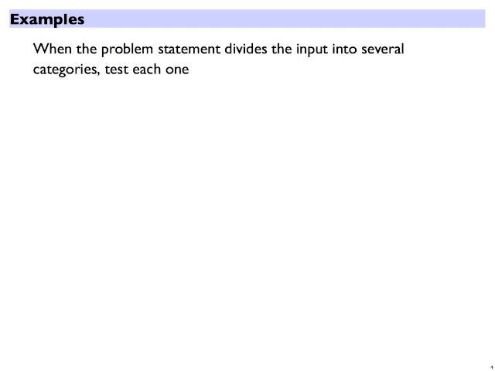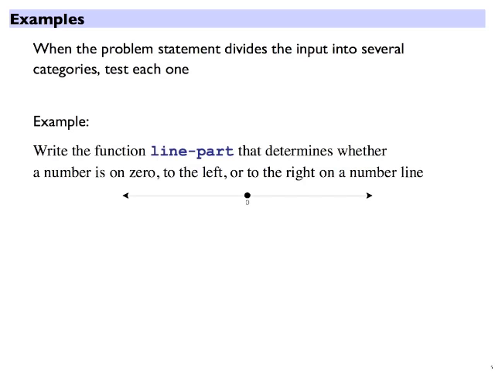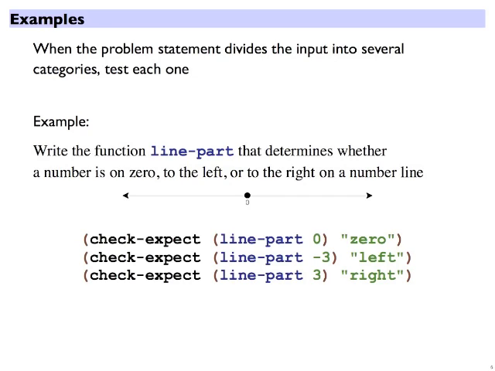In the example part of the recipe, when you have a problem statement that divides its input into several different categories, then make sure you have a test for each one. If the problem statement is to determine where on a number line a number sits, which can be 0, to the left, or to the right, then make sure that you have an example for each case. One at 0, one or more on the left, and one or more on the right.